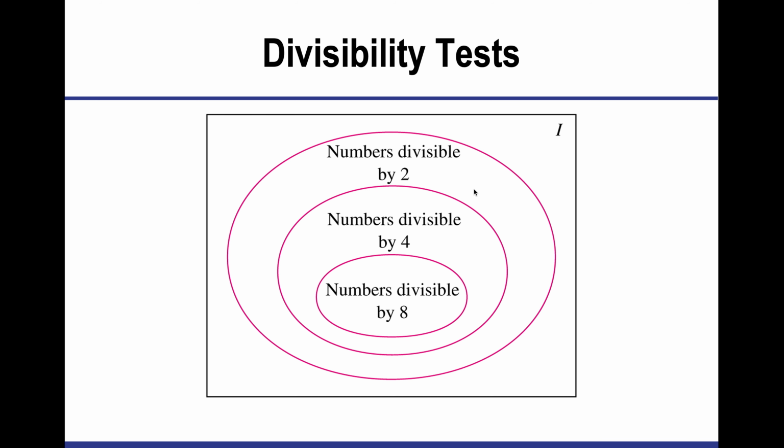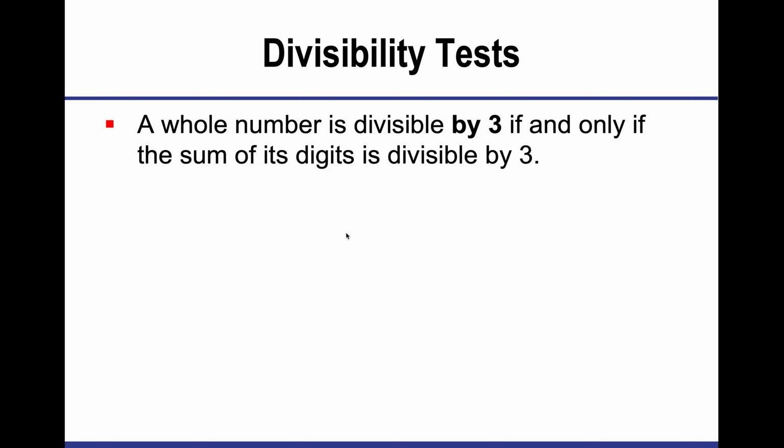But see here, I've got this outside circle. So there are a handful of numbers that are going to be divisible by 2, but not divisible by 4, because part of the circle lives outside of that nested situation.